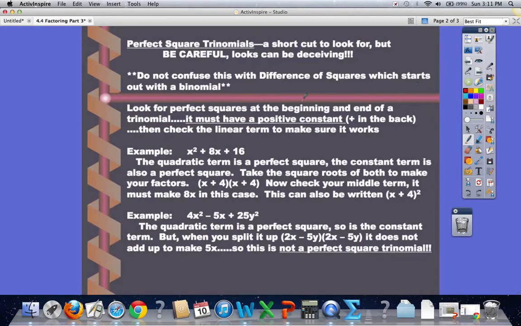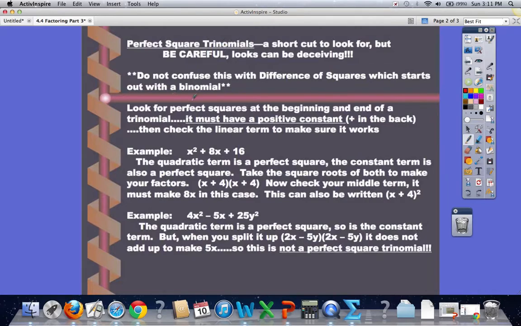All right, perfect square trinomials. This is a shortcut you can look for, but be careful. Looks can be deceiving. What you might think is a perfect square trinomial, if you don't watch, won't actually work, because there are certain ones that look like it, but they're not perfect square trinomials. Do not confuse these with the difference of squares, which starts out as a binomial. Binomial means it's only two terms. It only starts with two terms, and that's the difference between these perfect squares and the perfect square trinomials.